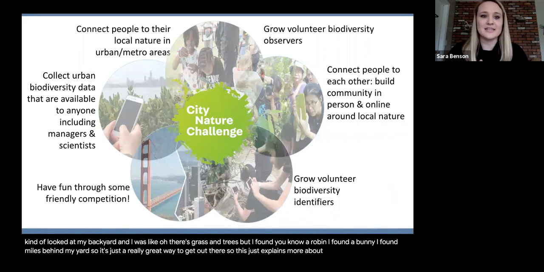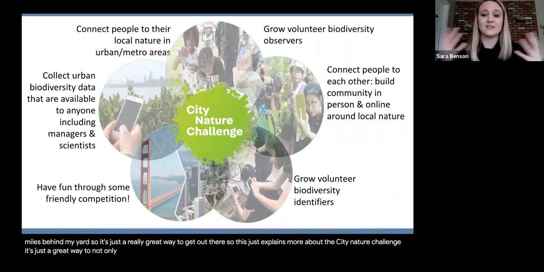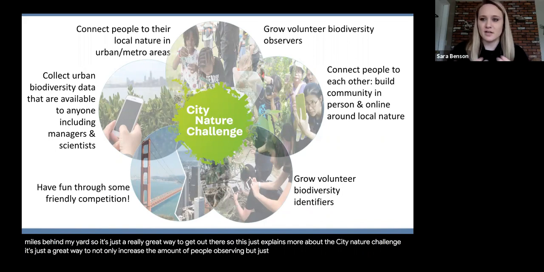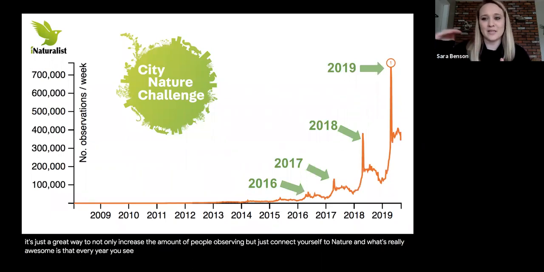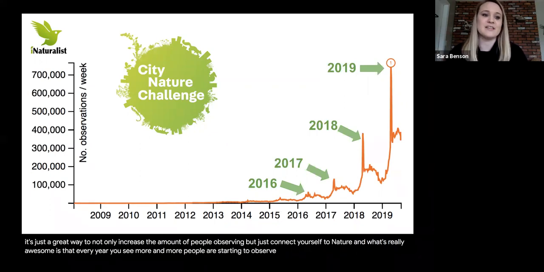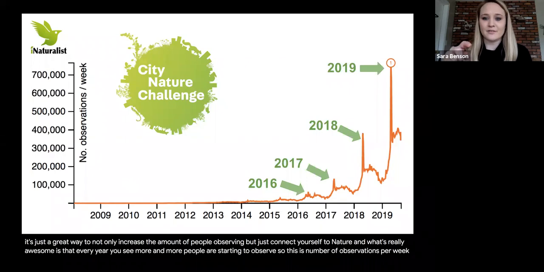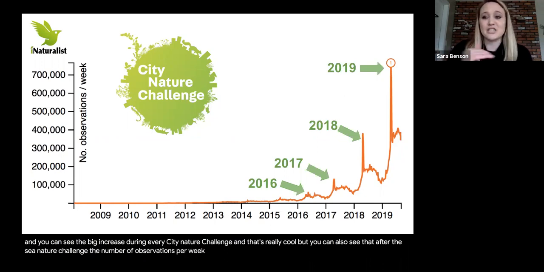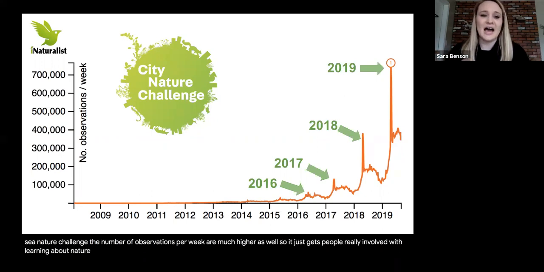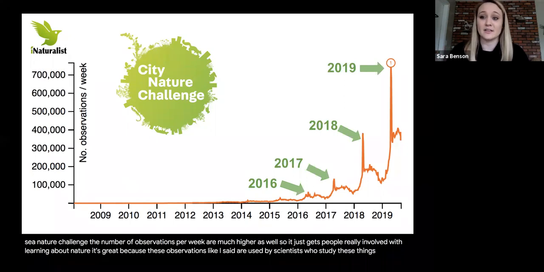So this just explains more about the City Nature Challenge. It's just a great way to not only increase the amount of people observing, but just connect yourself to nature. And what's really awesome is that every year you see more and more people are starting to observe. So this is number of observations per week, and you can see the big increase during every City Nature Challenge. And that's really cool, but you can also see that after the City Nature Challenge, the number of observations per week are much higher as well. So it just gets people really involved with learning about nature. And it's great because these observations, like I said, are used by scientists who study these things every single day.